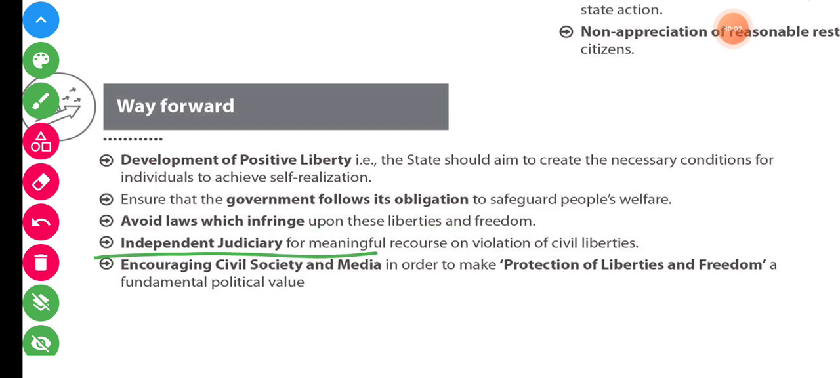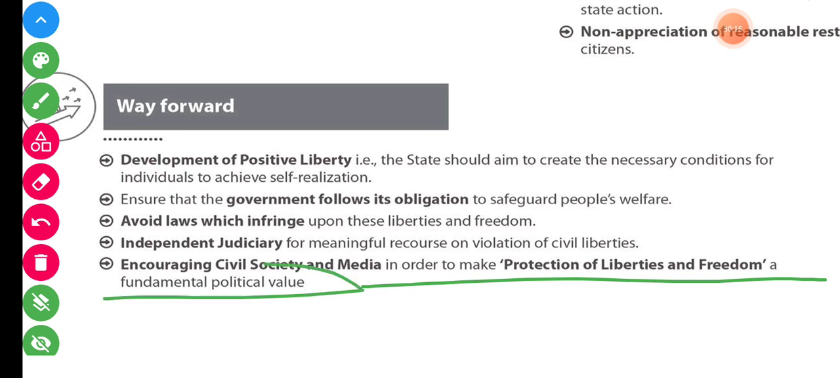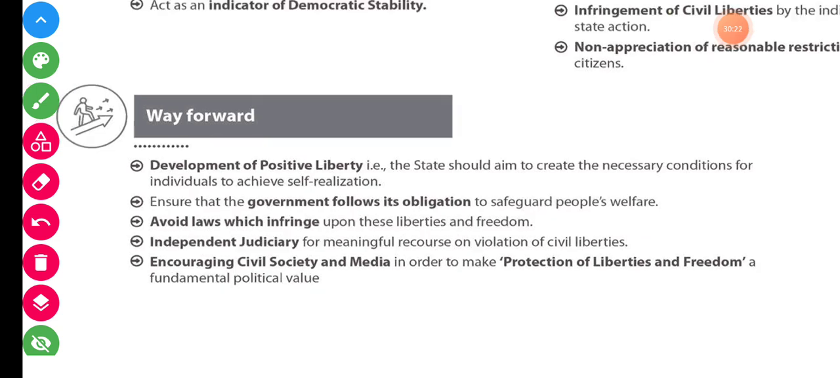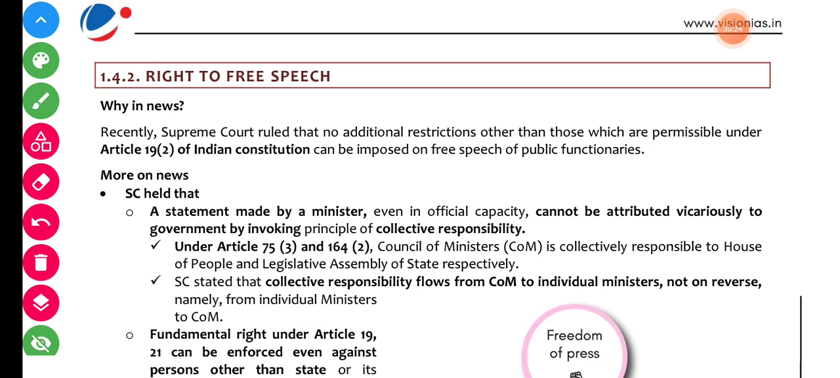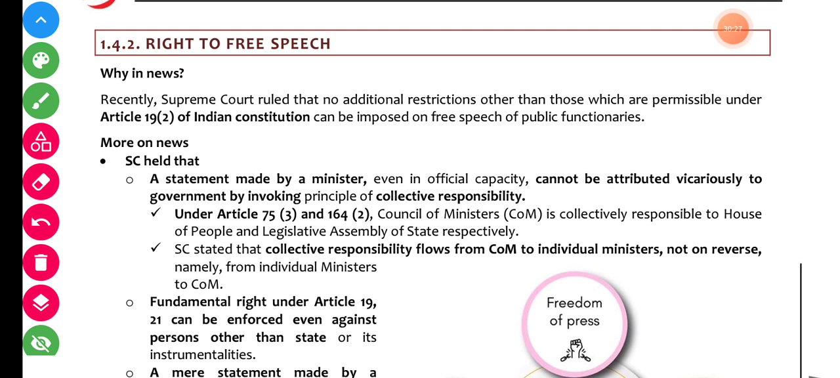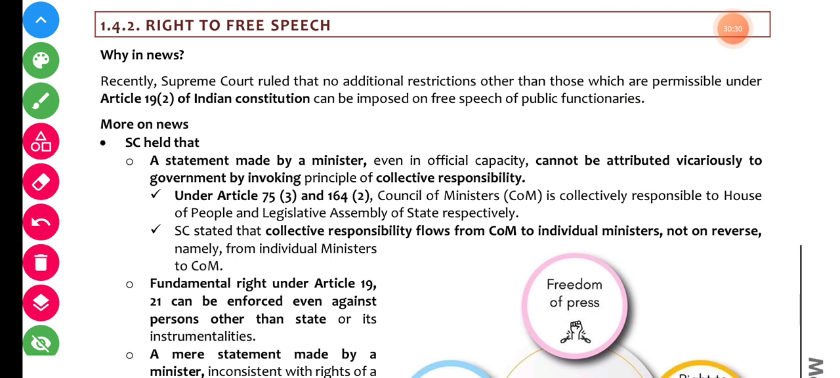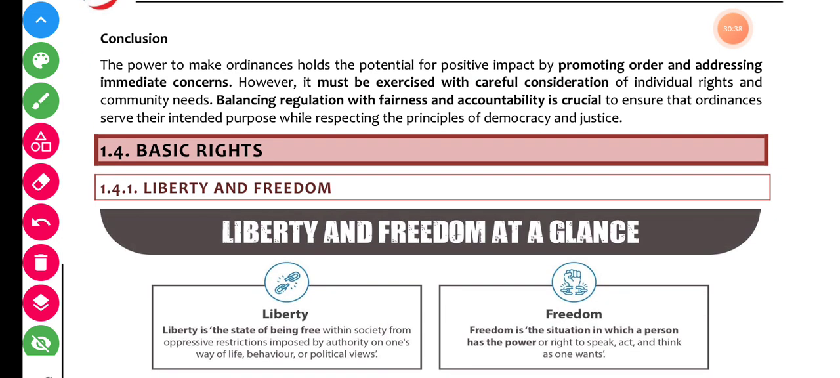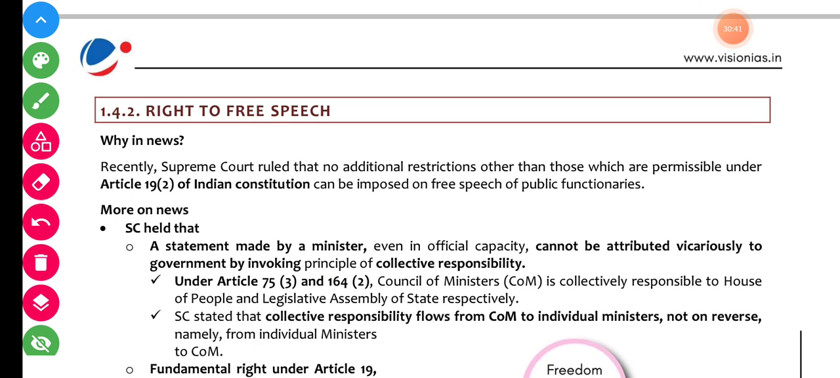An independent judiciary for meaningful recourse on violation of civil liberties, and encouraging civil society and media in order to make protection of liberties and freedom a fundamental political value. So remember this. So here I can end the lecture, and next I will make a video on the next section, that is right to free speech under these basic rights. So the next basic right is right to free speech.